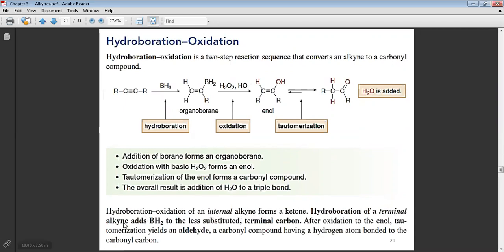Hydroboration of the terminal alkyne adds the BH2 to the less substituted carbon. Look, to the less substituted, that means the terminal alkyne. That means opposite to the Markovnikov rule, reverse to the Markovnikov rule. You can write here, reverse to the Markovnikov rule.